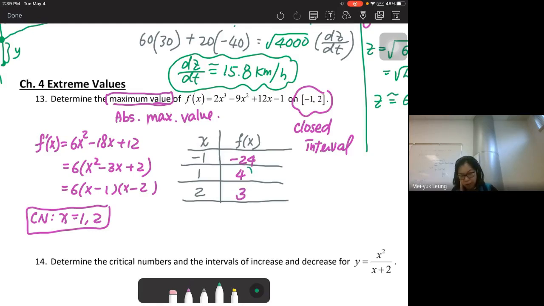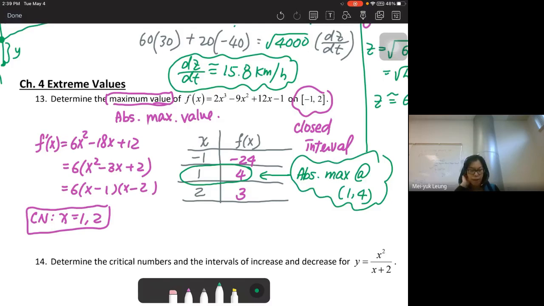So it looks like we're looking for the absolute maximum. This is the absolute maximum, at the point (1, 4). This is how we usually find the absolute maximum or the absolute minimum of a function defined on a closed interval. Okay, all right.